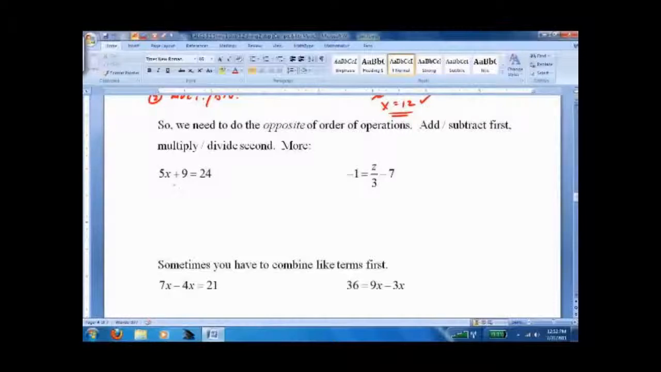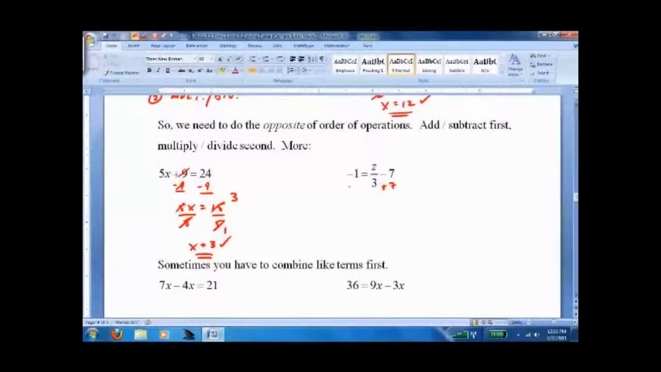So let's practice. Subtract 9, subtract 9. Cancel. 5x equals 24 minus 9, 15. Divide both sides by 5. Cancel. X equals 3. 5 times 3 is 15. Plus 9 is 24. Checks.